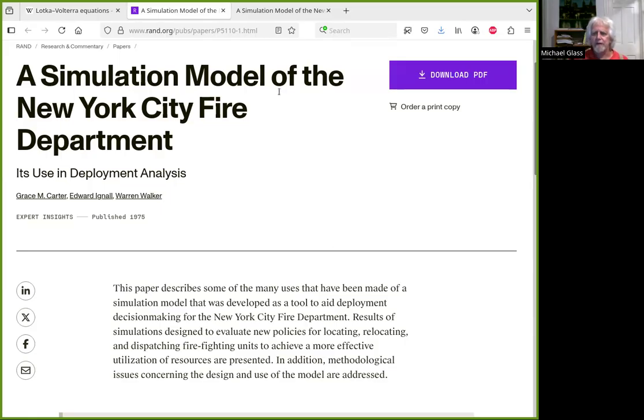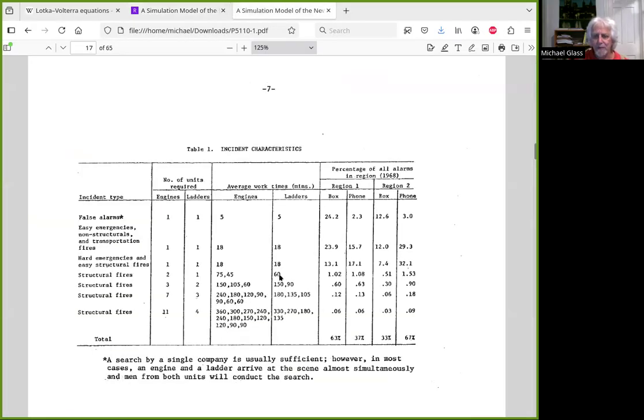Those are the kinds of questions they were trying to answer. I'll go to that paper right now, one page of that paper. This is showing you some of the properties they measured. They have historical data about calls for fires, and for some number of them are false alarms.